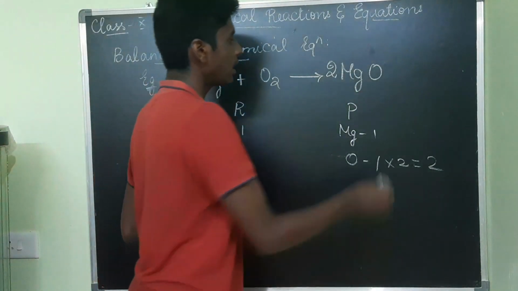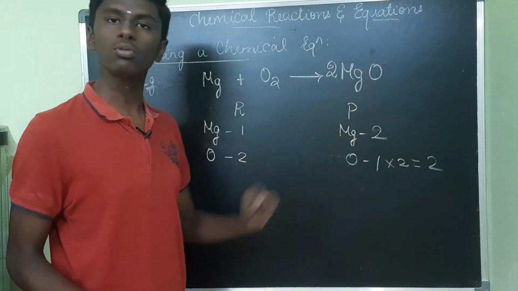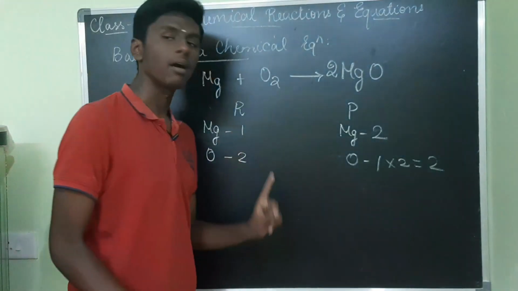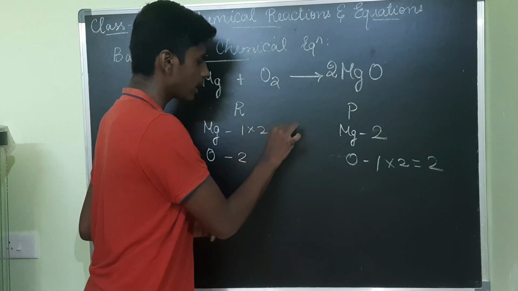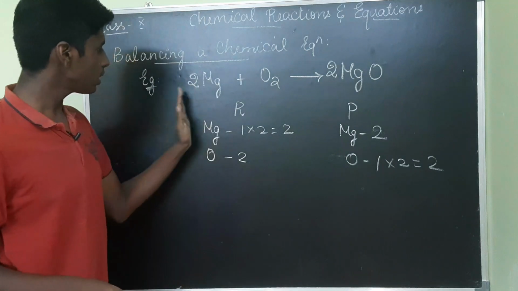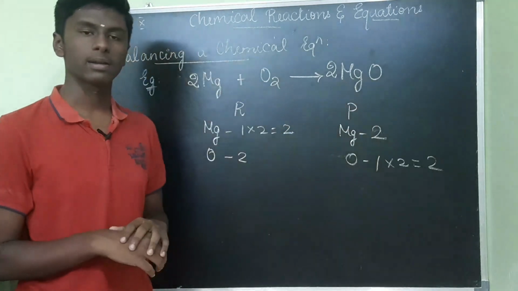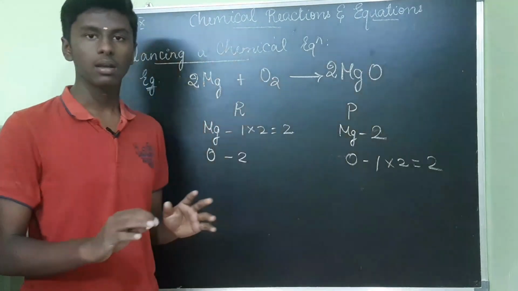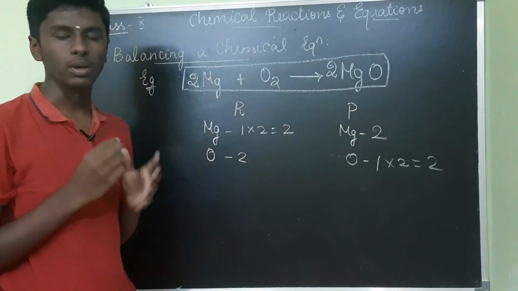Now you can understand clearly that magnesium has become 2 and oxygen also becomes 2. So for oxygen, there is no problem. But here I have only 1 magnesium. How will I balance this? I will multiply by 2 to get 2, so I put 2 in front of the magnesium. Now you can clearly see two magnesium atoms here, and two magnesium atoms there. Oxygen atoms 2 and oxygen atoms 2. So this is now our completely balanced chemical equation.